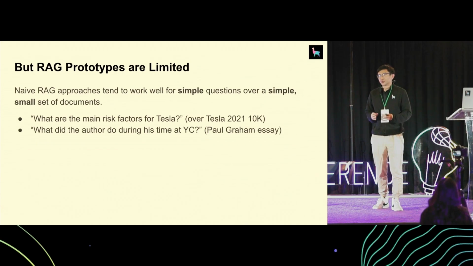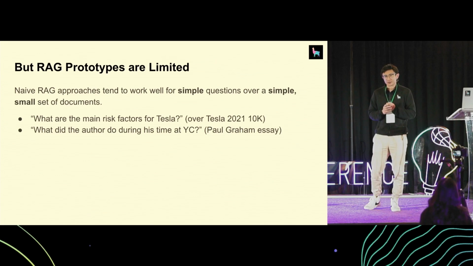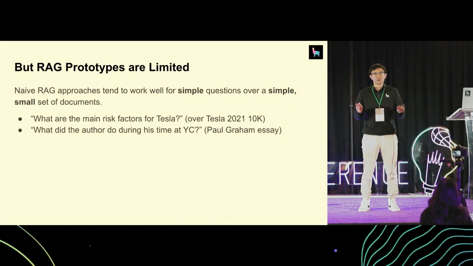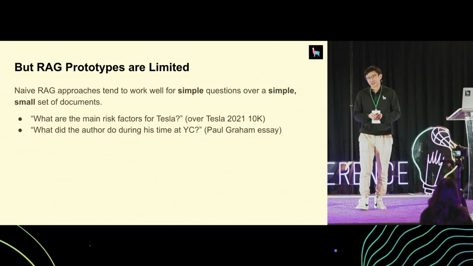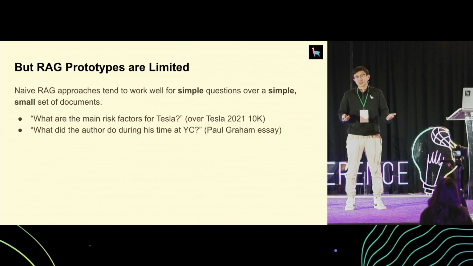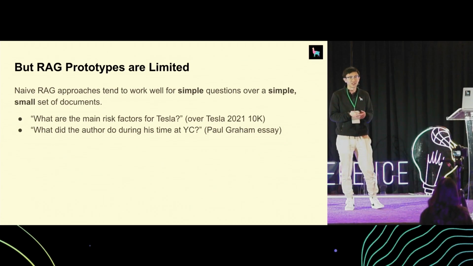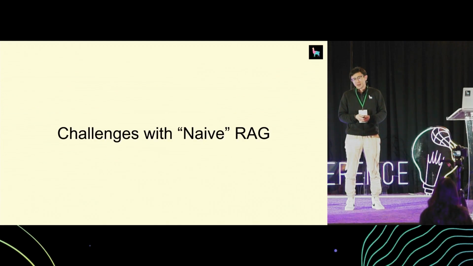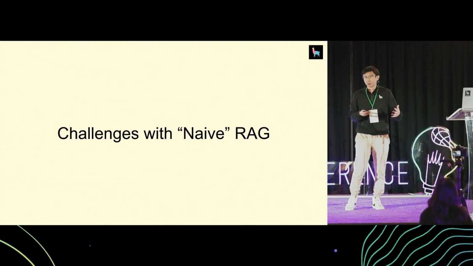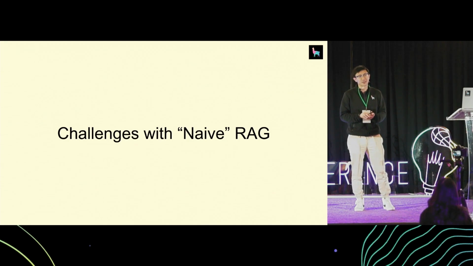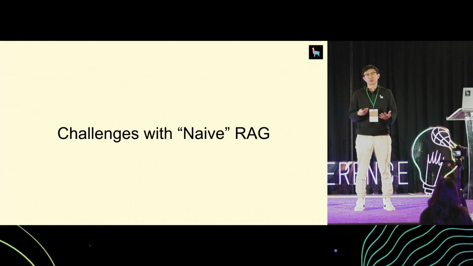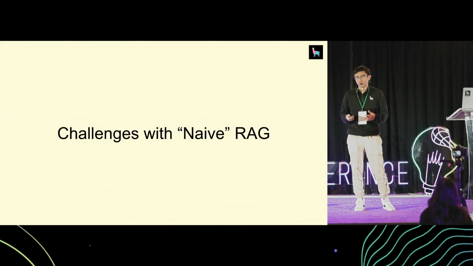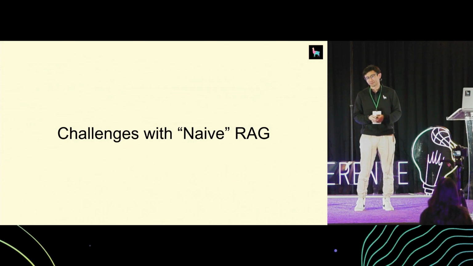But I think one of the main issues is that RAG prototypes are limited, right? If you're a developer and you built RAG in the past year, you probably realize that it works well for simple questions over a small set of documents, but it doesn't really work for a lot of other cases. So stuff like, what are some of the risk factors for Tesla? Yeah, sure, it can answer that. What did this author do at this very specific point in time? It will be able to answer that. But even if it's able to answer the simple questions, it's not going to be able to answer this entire class of different types of questions you might want to ask. And it turns out question answering over a large set of documents is a pretty hard problem.